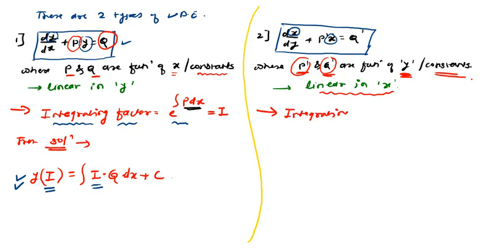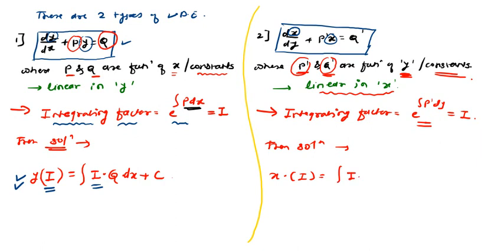Okay, so its integrating factor will be equal to e to the power integration p dash dy. This will be its integrating factor. I will say this as I. Then its solution will be given by x into integrating factor equal to integrating factor into q dash dy plus constant.